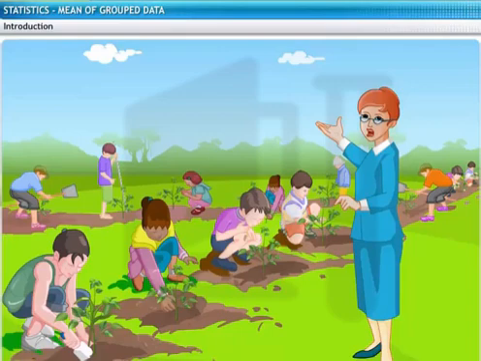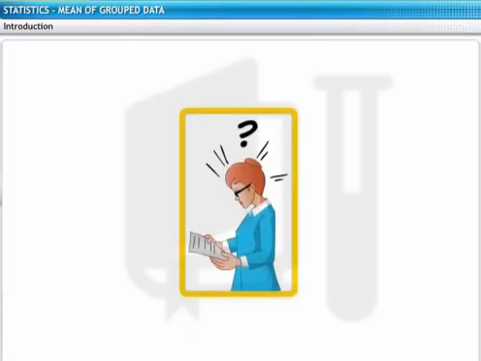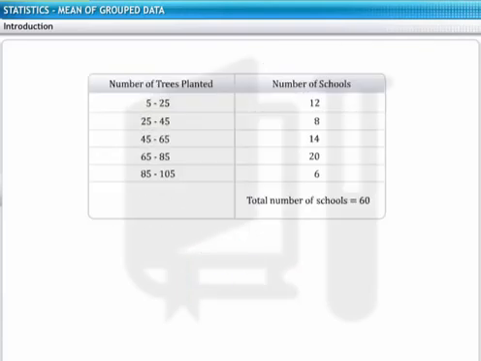Meet Miss Greenfingers. She is actively involved with the tree plantation programs in her city, but looks like something is troubling her. Here is the data for the tree plantation program that Miss Greenfingers recently conducted in 60 schools in her city. Now she has to find the average number of trees planted in each school. Let's help her to do it.